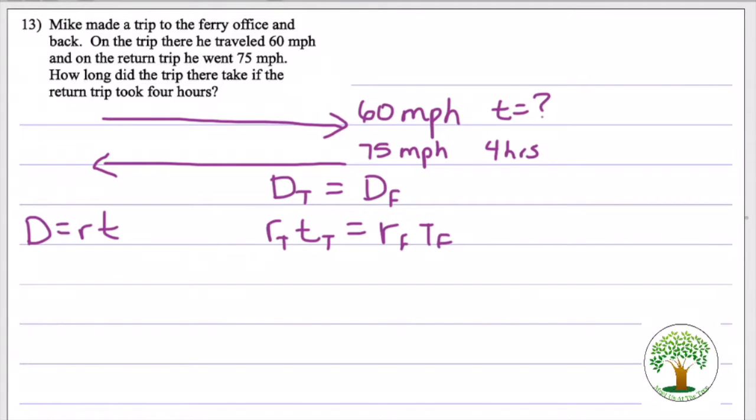We know 3 of those 4 letters in that equation. Do we know the rate to the office? Yeah, 60. I'm not going to write the units at this point. Do we know the time to the office? No, we're going to call it T. You don't have to put the dot there if you don't want to. Do we know the rate from the office? Yes, 75, correct? Do we know the time from the office? 4. Now, it's just algebra.